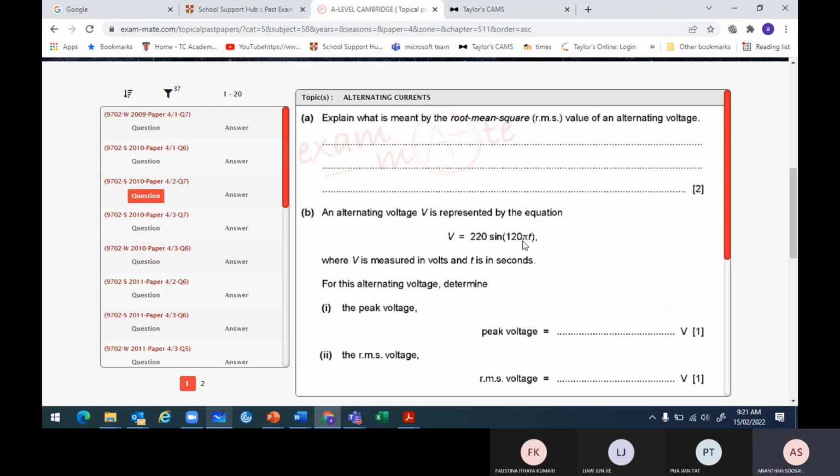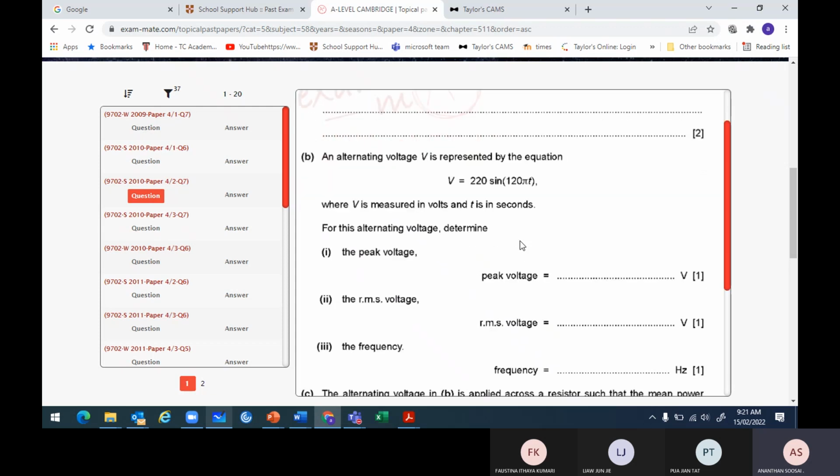Okay, very famous terms they will always ask. What is meant by root mean square value? The RMS value is a value of an AC current that is equivalent to a DC current that dissipates the same rate of heat across a resistor. Okay, don't just say heat, say rate of heat. So the RMS value of AC current is equivalent to a DC current that dissipates the same rate of heat across a resistor. Okay, come on guys, very fast.